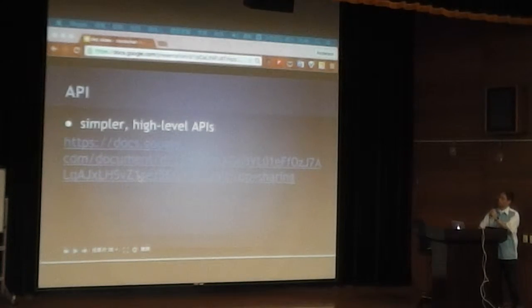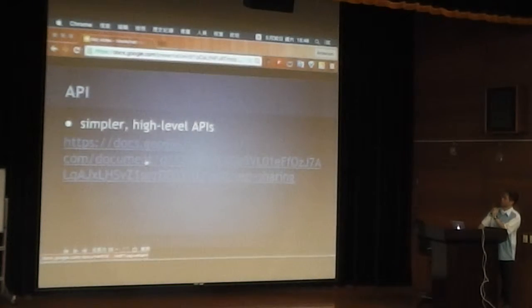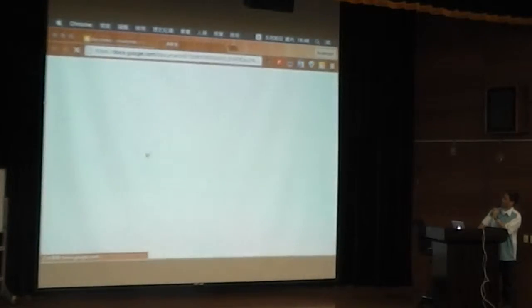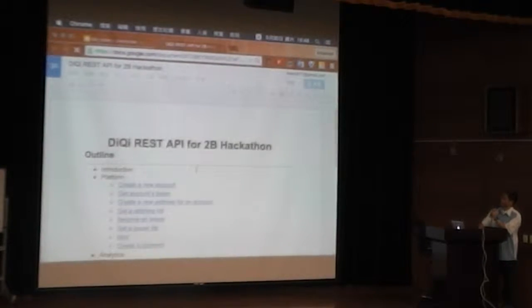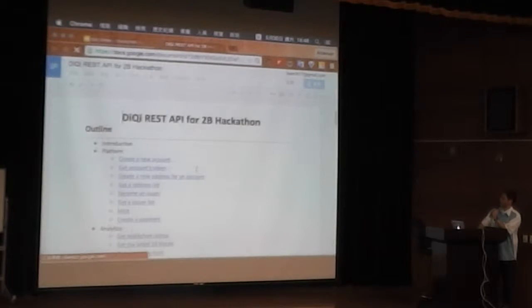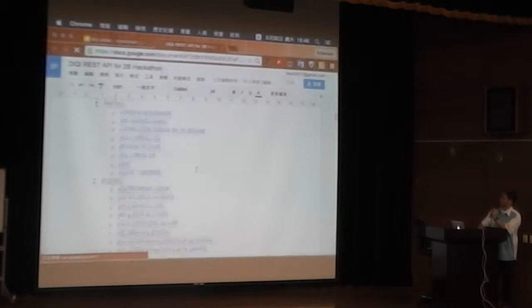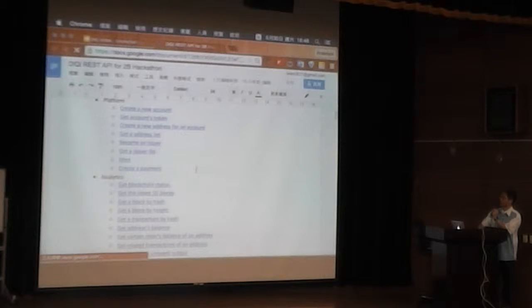So we do also offer an API as well. That API is a higher-level API, so it's easier to use than using our system directly. So these are the API information. We have 4 types of API.